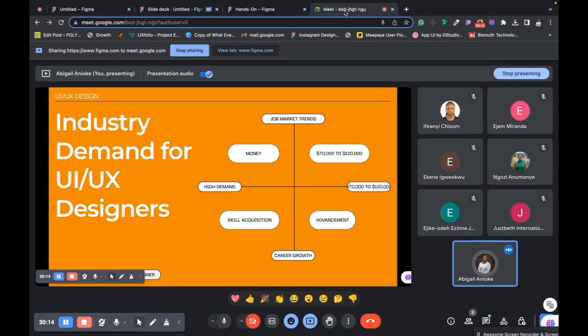The job market trend is large. And one beautiful thing about UI UX is that you can be in your house and work remotely. You can be working with organizations that are not in Nigeria. You can get international roles, you can earn in dollars, euros, or pounds, and you can be in your house, at your desk, your workspace, and do it.